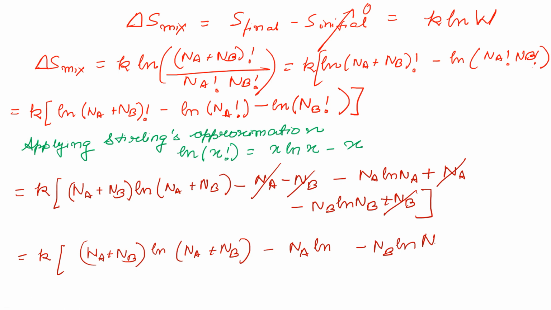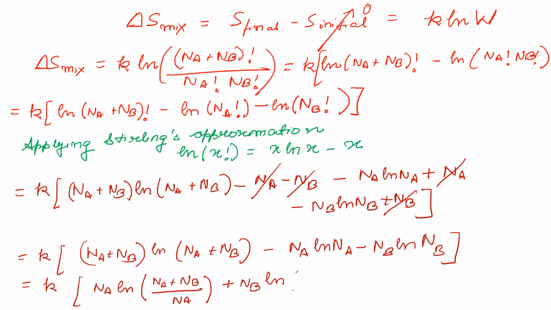Sorry, this should be N. So again, we just apply the properties of logarithms, that ln A minus ln B is ln A by B. So if I just expand it with keeping NA as common, so we have this, right?